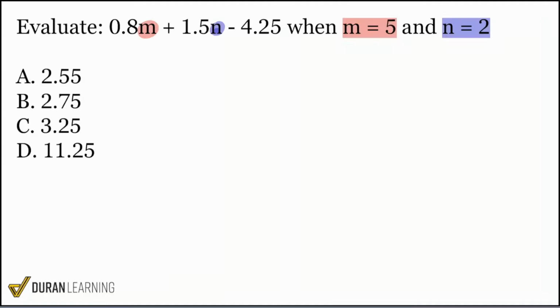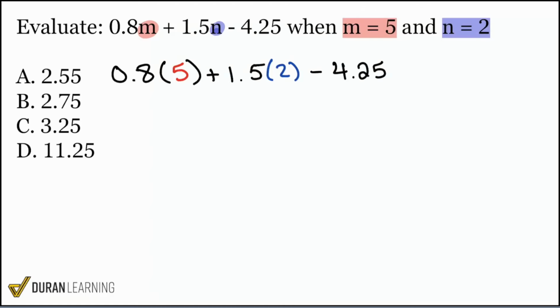So once I do that, I'll have 0.8 multiplied by M, which is 5, plus 1.5N as in Nancy, which is 2. And then we'll be adding or subtracting at the end 4.25.